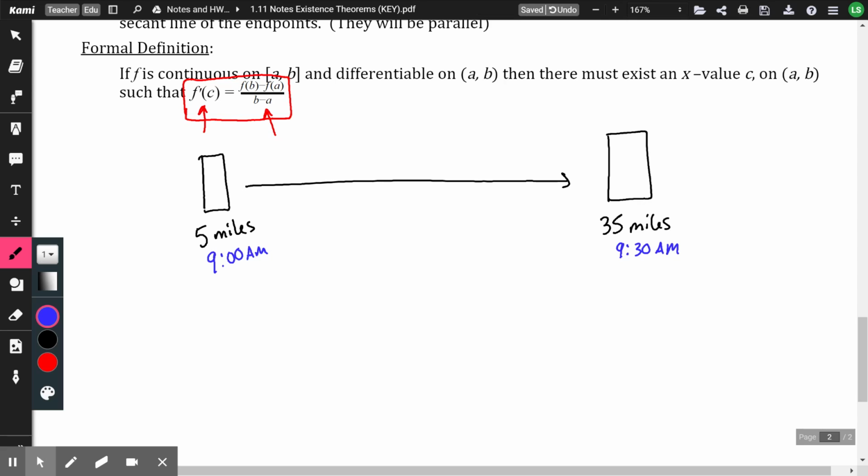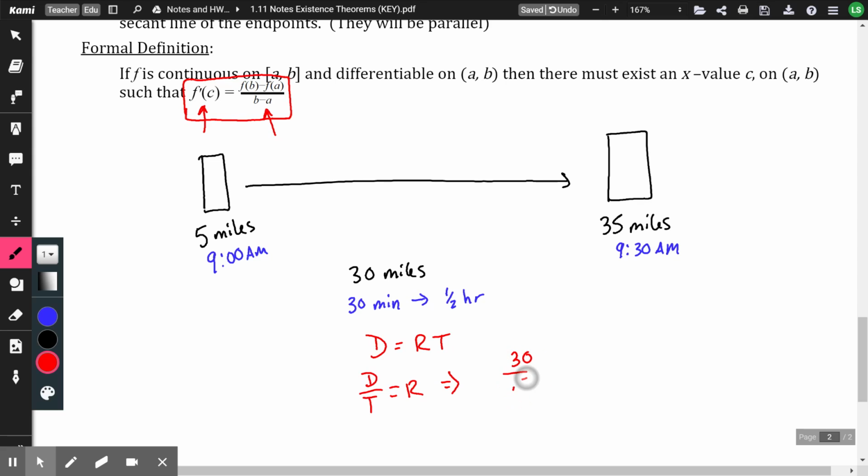The question is, was the driver speeding during this time at all? Did the driver speed along this road when they traveled from the 5-mile toll booth to the 35-mile toll booth? Well, the total number of miles that they traveled was 30 miles, and they traveled that in 30 minutes, which we will convert to half an hour. So using our distance is equal to rate times time, distance over time would be our rate. And again, this is calculating an average. We had a change of 30 miles over a change of half an hour. It's going to be an average. For us, the 30 miles over the 0.5 gives us a total of 60 miles per hour.